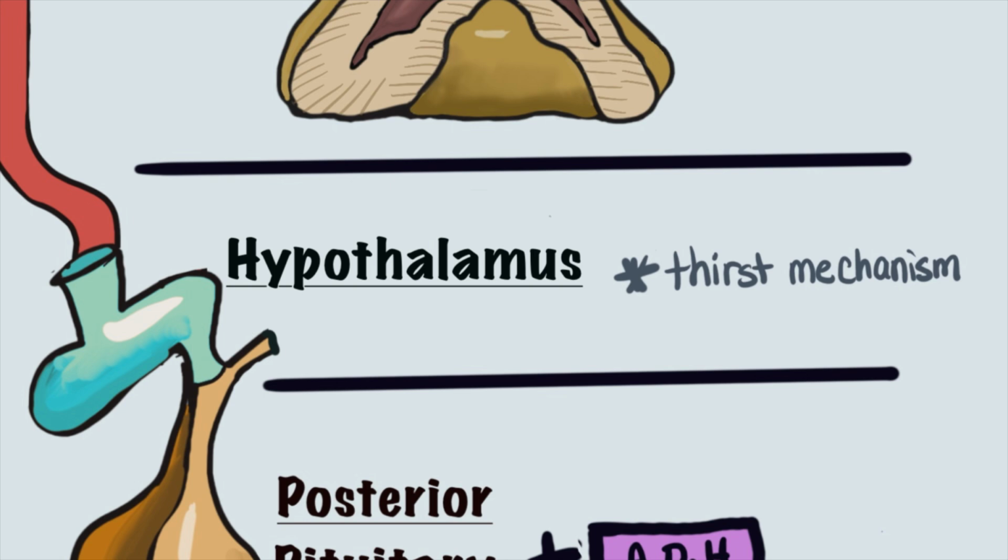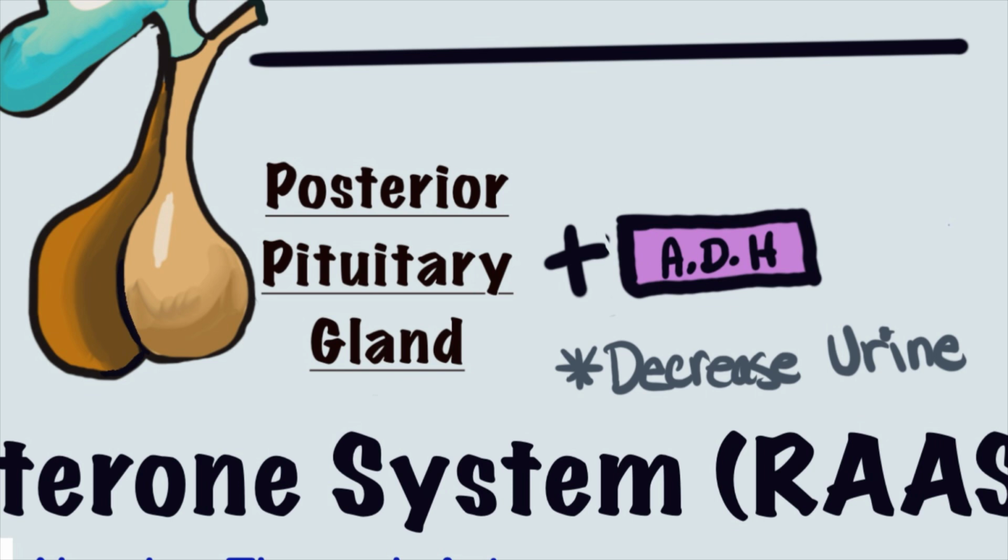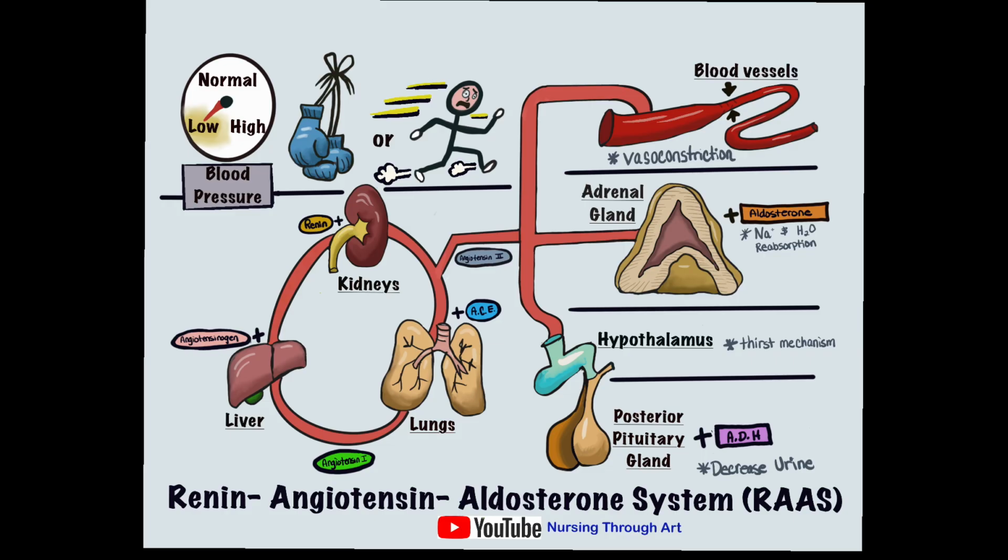And in the central nervous system, in the hypothalamus, angiotensin 2 will stimulate a thirst mechanism to encourage water intake. Finally, in the posterior pituitary gland, angiotensin 2 will release a substance called antidiuretic hormone, ADH. If diuretics make the body urinate more, the opposite of this is to urinate less. Essentially, ADH tells the kidneys to keep water, to increase fluid volume, and to increase blood pressure.